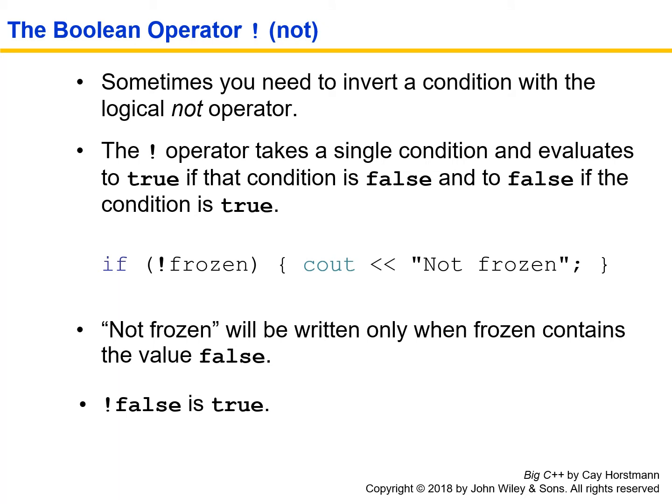Sometimes you need to invert a condition with the logical not operator. The exclamation point takes a single condition and flips it. If not frozen, then cout not frozen. Anytime you apply not to a truth value, you're going to get the opposite. So not false is true, not true is false.